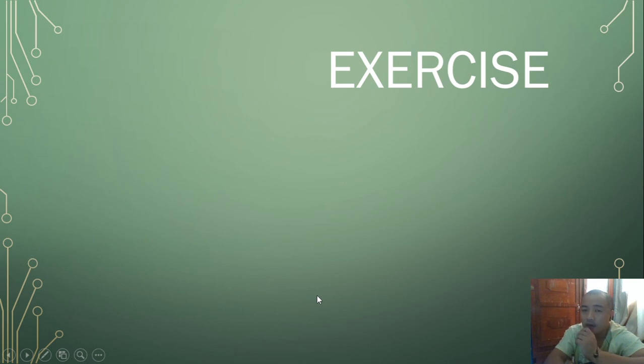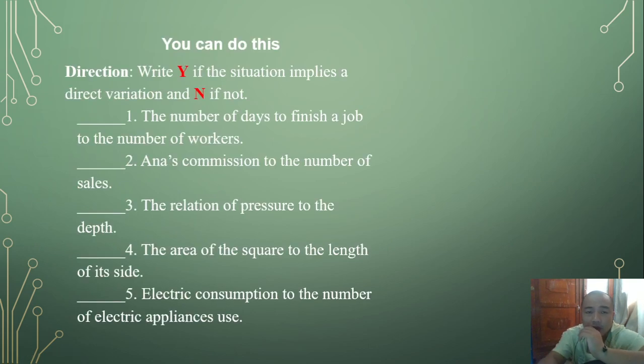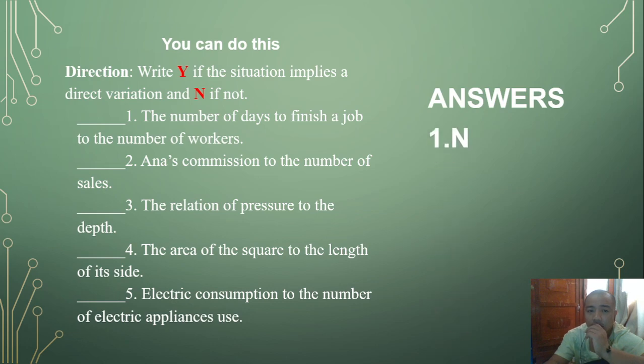So let us now have some exercises. You can do this. Write Y if the situation implies a direct variation and N if not. Number 1, the number of days to finish a job to the number of workers. Answer, number 1. No, it is not a direct variation. Yes, I think that's an inverse variation.